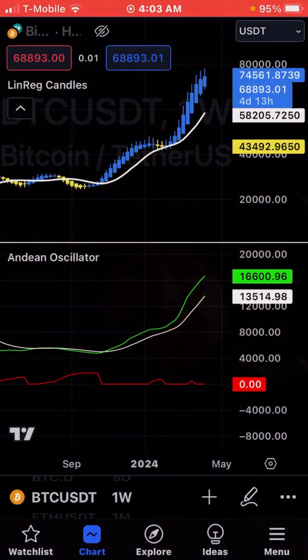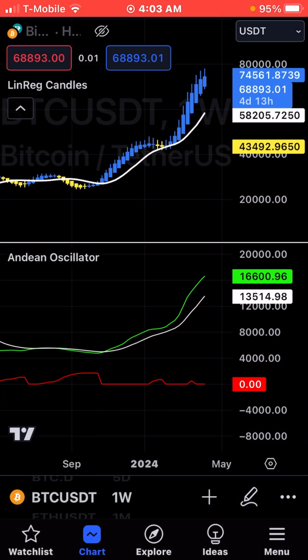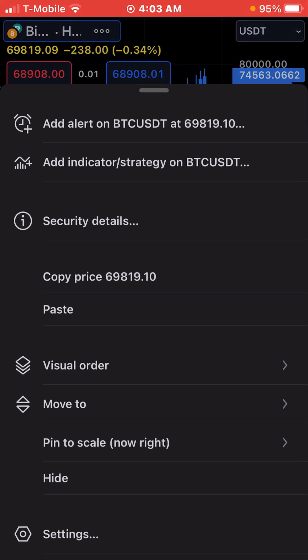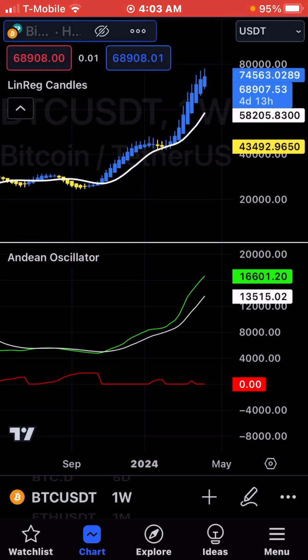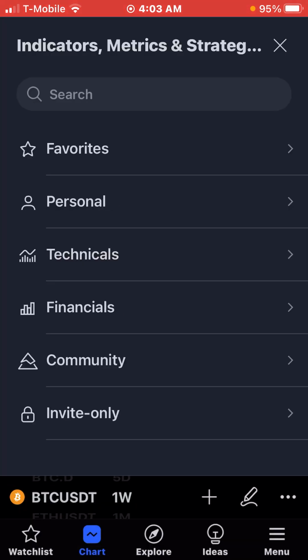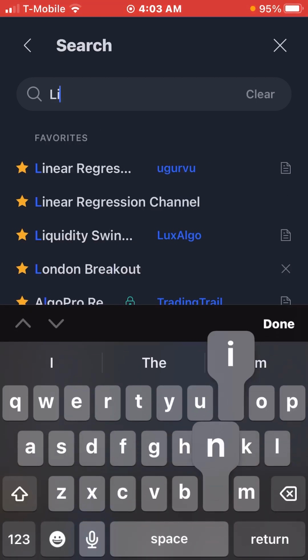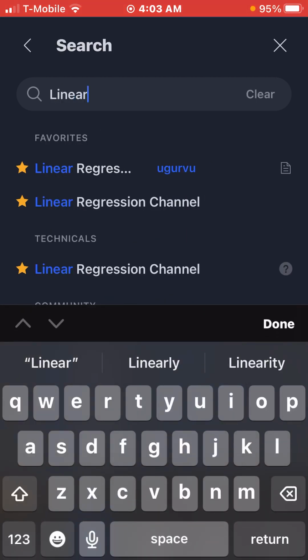Okay, so to set this up, you're going to need to have your linear regression candles set up. The first thing you need to do is check off your regular candles. You notice here they're on, and now you hide your regular candles. Then you set up your linear candles. Go to your favorites, well, my favorites, and just look for linear regression candles by this guy right here, and click it.